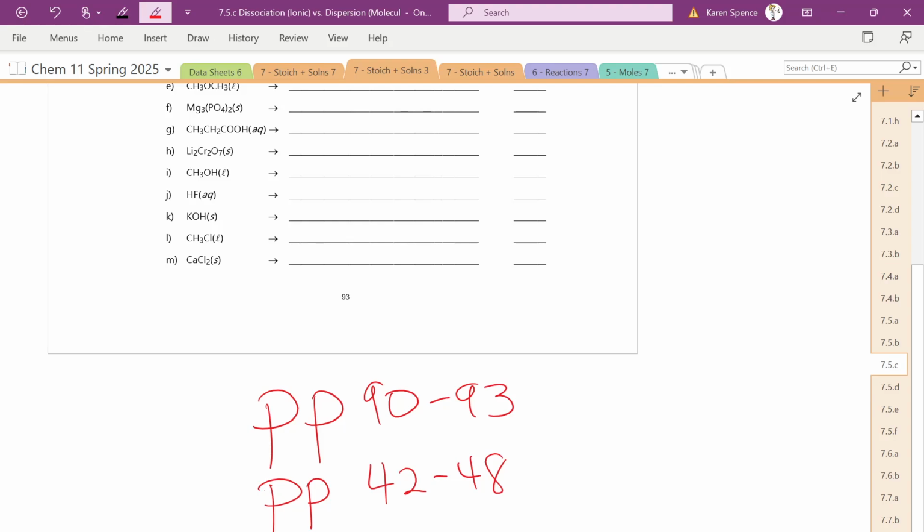Zinc is not a transition. Well, it is, but it has a definite charge. Roman numerals are just for when you're naming something, when it has more than one positive charge. Zinc actually only has one positive charge.